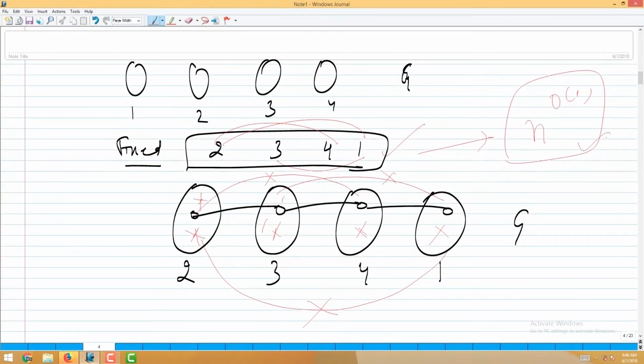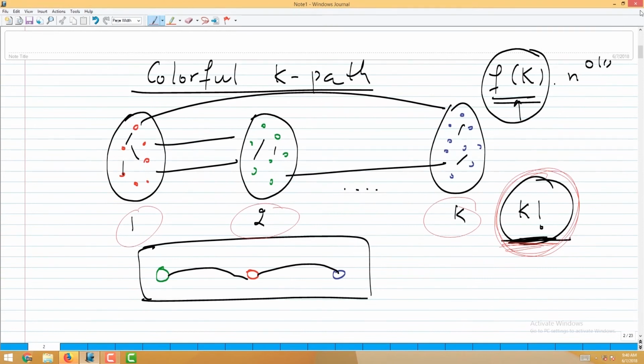So this is just some polynomial time procedure. And then after that run DFS, which is again a polynomial time algorithm. Linear, but let's say polynomial. So this problem can be solved in polynomial time, and hence the colorful k-path problem can be solved in k factorial times polynomial time.